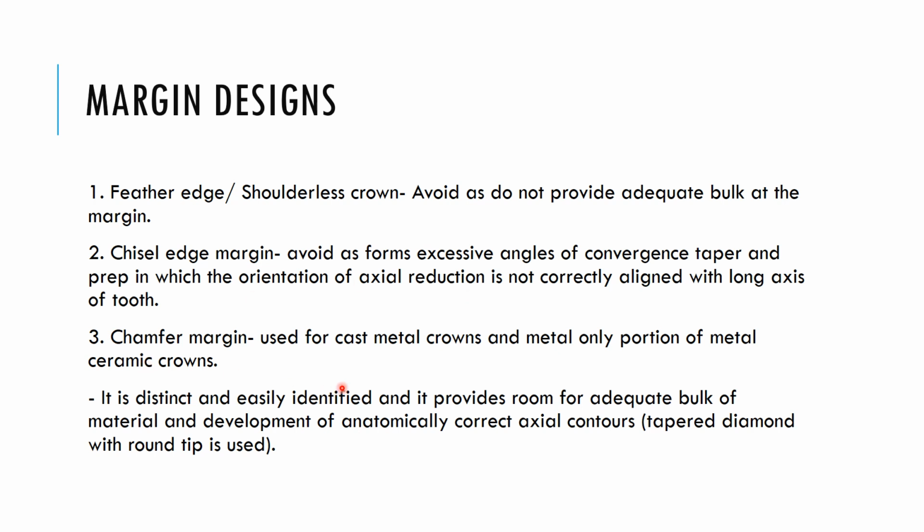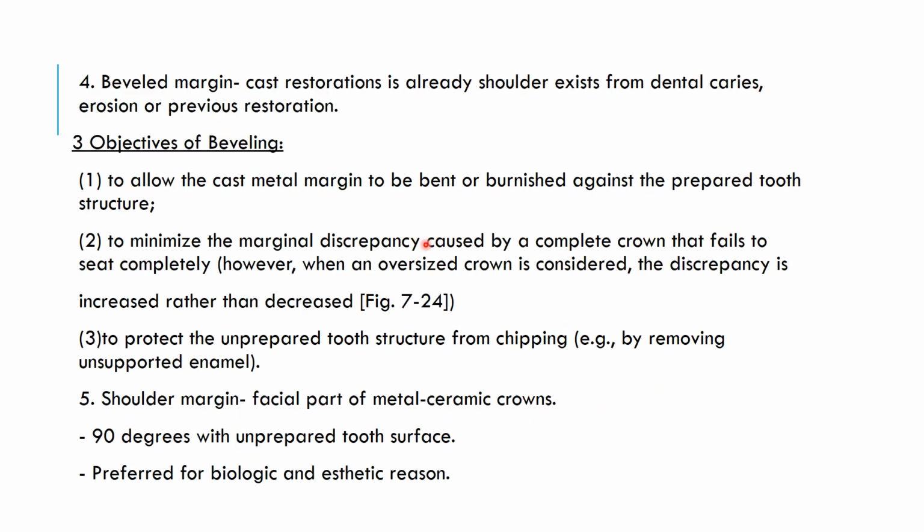Chamfer margin usually is for cast metal crowns and the metal-only portion of metal ceramic crowns. It is distinct, easily identified, provides room for adequate bulk, and the development of anatomically correct axial contours can take place, guys. Yeah, can be used. Beveled margin: cast restoration is used where a shoulder already exists from dental caries, erosion, or previous restorations, right?